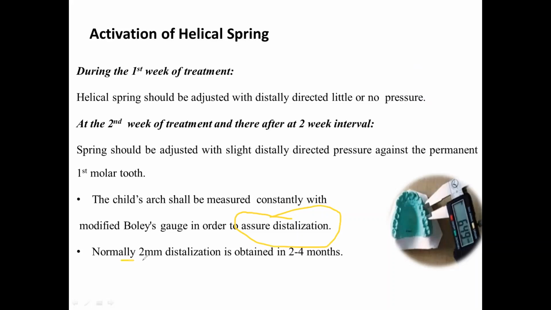According to literature, we can distalize the tooth around 2 mm in 2 to 4 months. Make this point clear that we are treating the patient with a removable appliance. We are not treating the patient with a fixed appliance. So the removable appliance takes longer to distalize the tooth. If it would have been a fixed appliance, then the distalization or the result would have been achieved earlier.